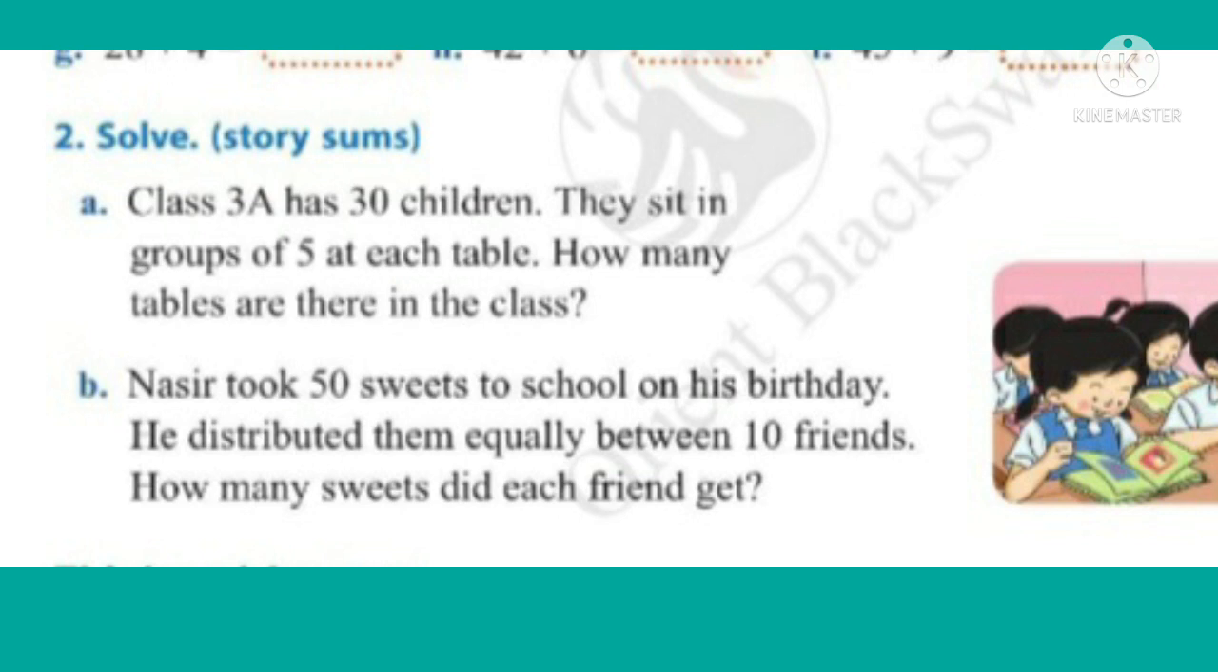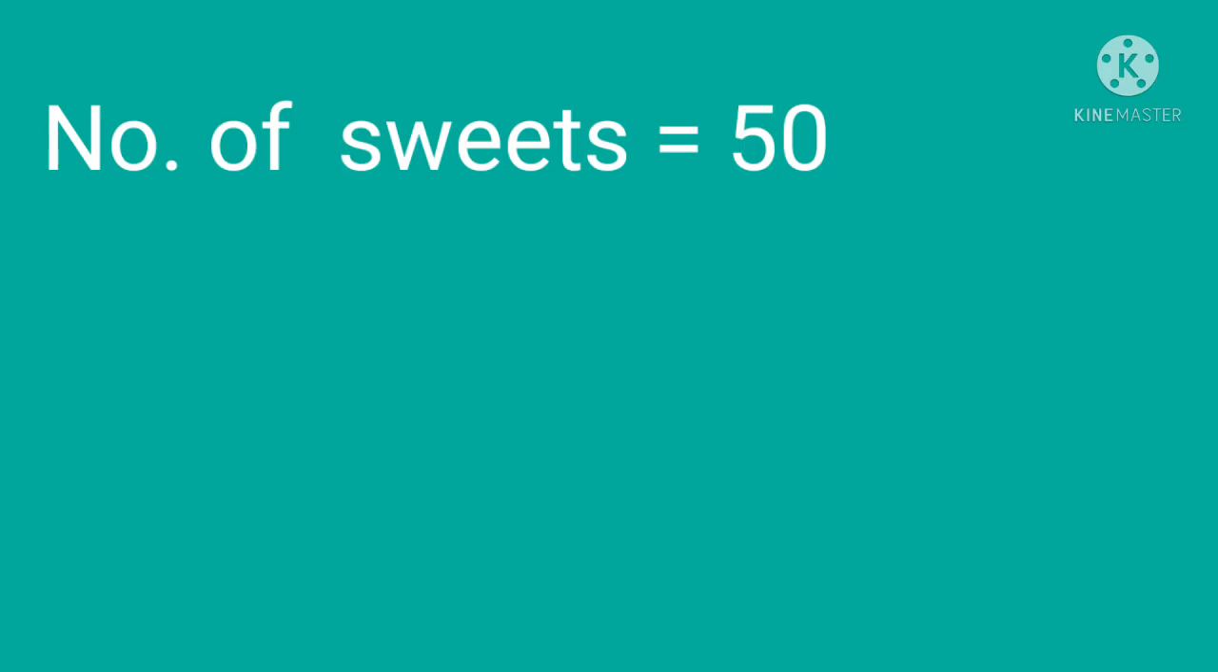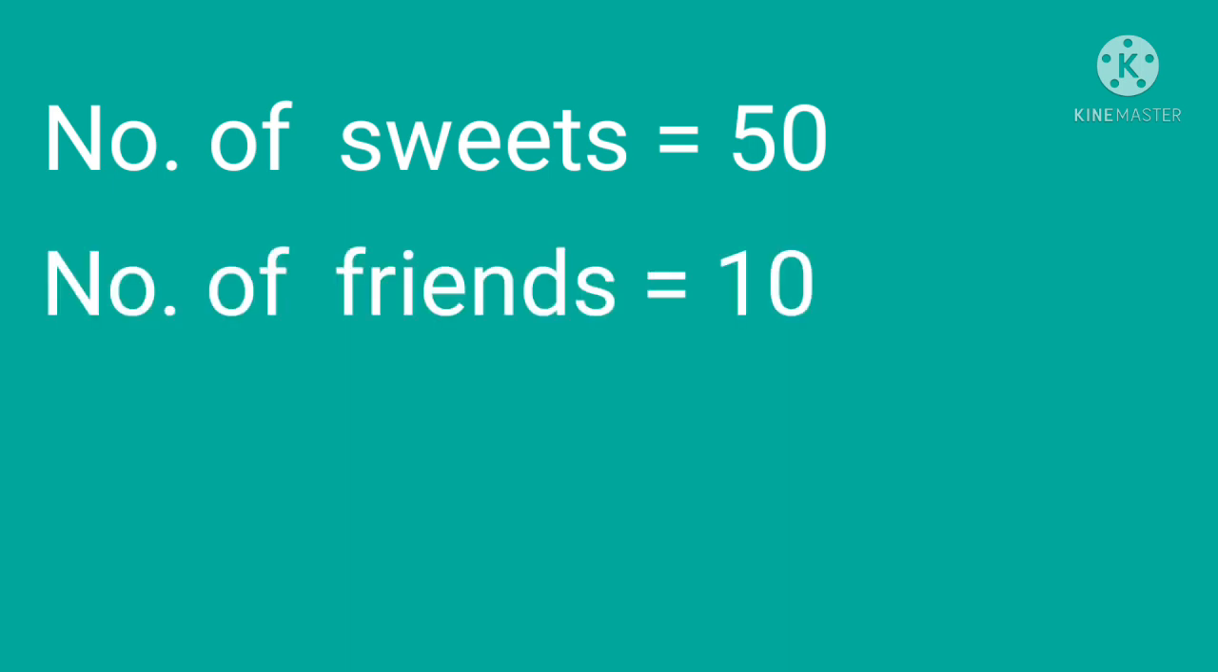Now the next question. Nasir took 50 sweets to school on his birthday. He distributed them equally between 10 friends. So total number of sweets equal to 50. Very good. And he distributed them equally between 10 friends. So number of friends equal to 10. Then what is the question? How many sweets did each friend get?